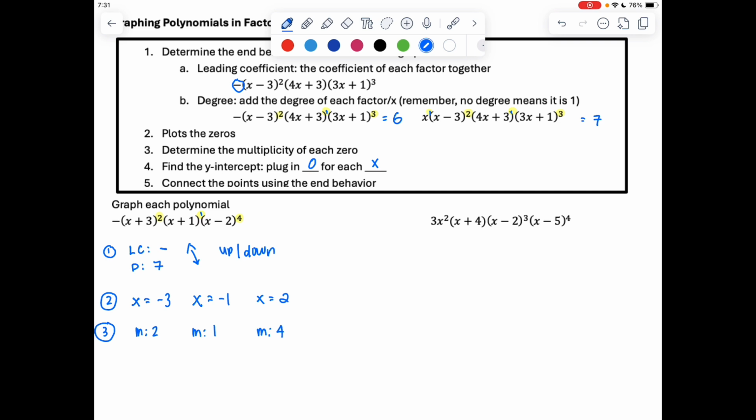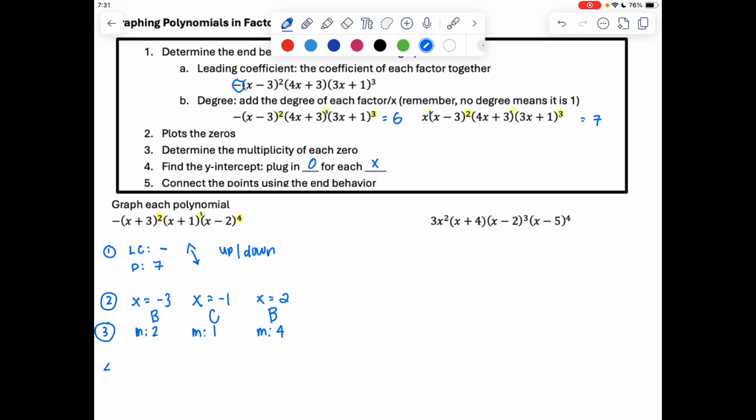Now those multiplicities help us determine our behavior. Since we have an even multiplicity of 2, we know that we are going to bounce at negative 3. A multiplicity of 1 tells us we're going to cross at negative 1. And a multiplicity of 4 tells us we're going to cross, just kidding. An even multiplicity of 4 tells us we're going to bounce there at that 2.